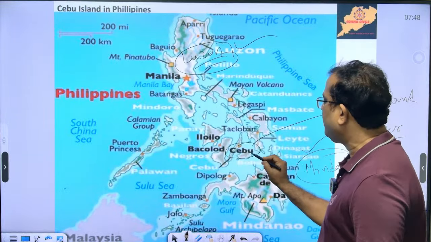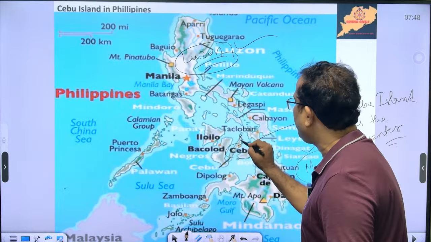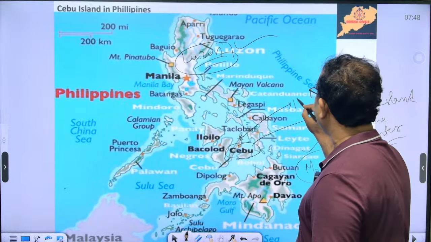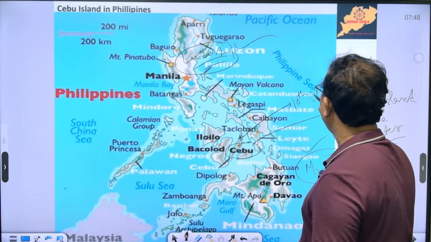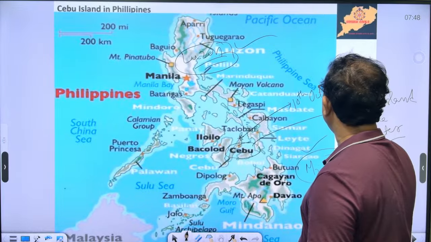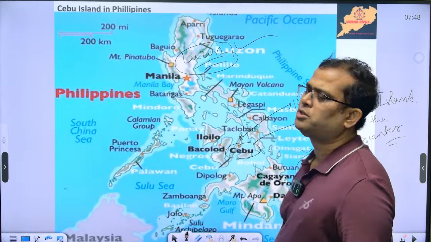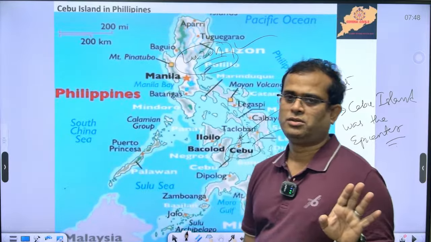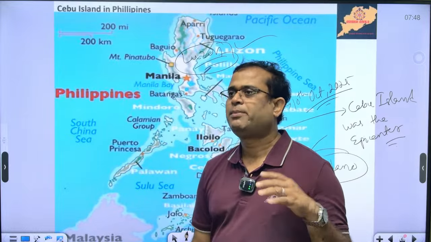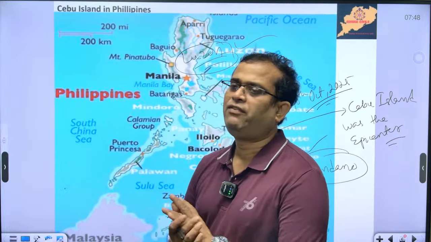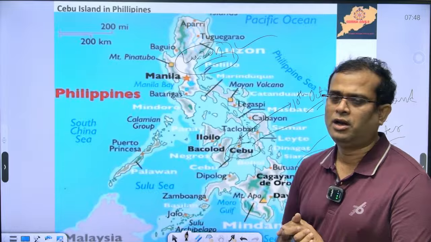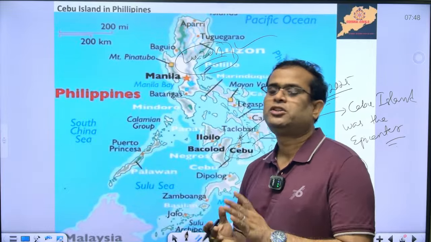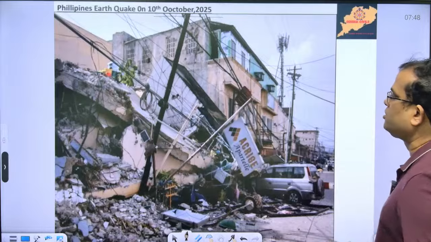But where is the epicenter? This is Cebu, Northern Cebu. This is the earthquake of 10th October 2025, and it was massive destruction, right? Majority of buildings have been destroyed, and many people have lost their lives. Major things have happened, and you can see the devastation of how it happened.